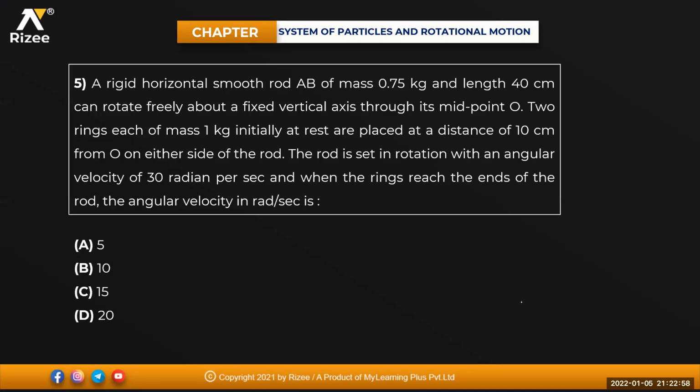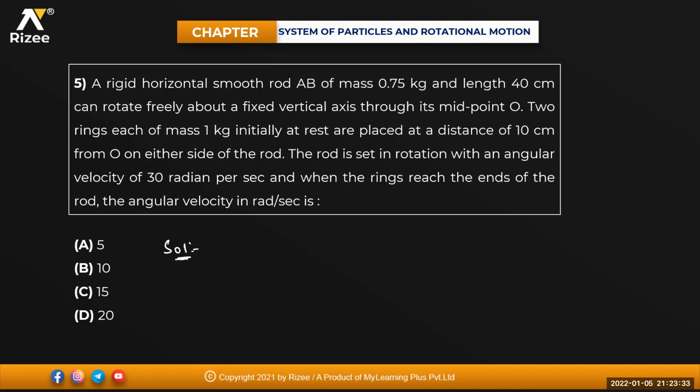Next one. Now this is a good question. A rigid horizontal smooth rod AB of mass 0.75 kg and length 40 centimeter can rotate freely about a fixed vertical axis through its midpoint O. Two rings each of mass 1 kg initially at rest are placed at a distance of 10 centimeter from the O on either side of the rod. The rod is set in rotation with an angular velocity of 30 radians per second, and when the rings reach the ends of the rod, the angular velocity in radians per second will be equal to how much?